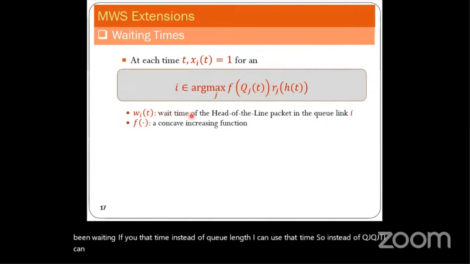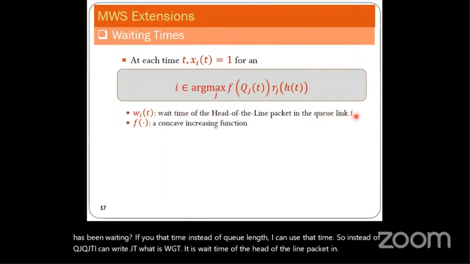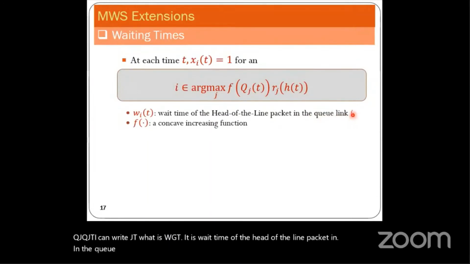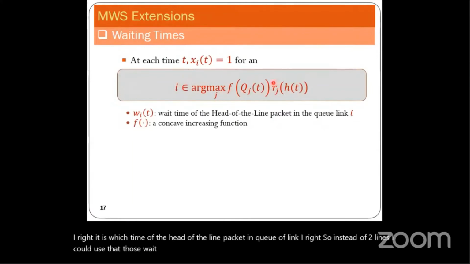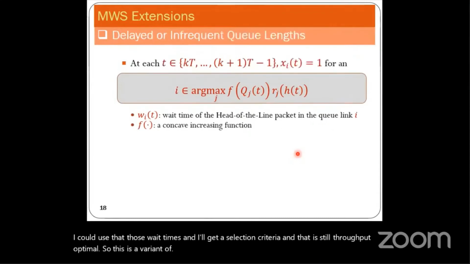What is Wj(t)? It is the wait time of the head of the line packet in the queue of link j. So instead of queue lengths, I could use those wait times and I'll get a selection criterion, and that is still throughput optimal. So this is a variant of the max wait scheduling that we saw earlier.